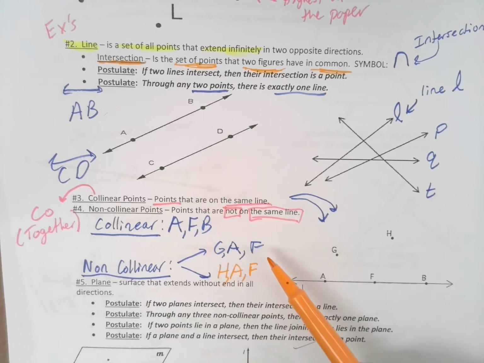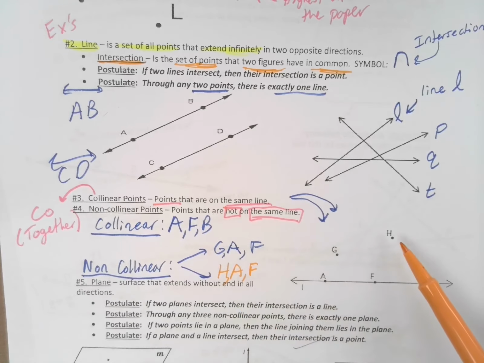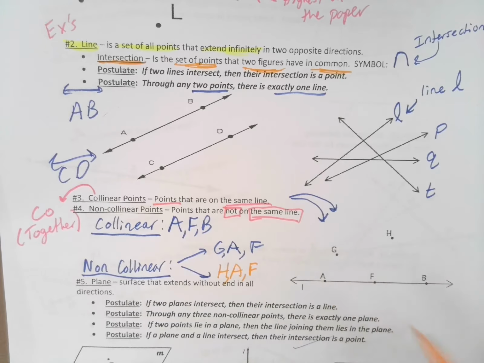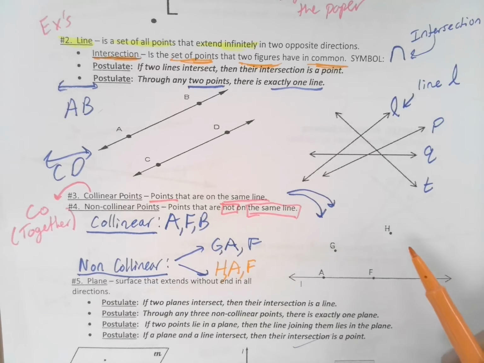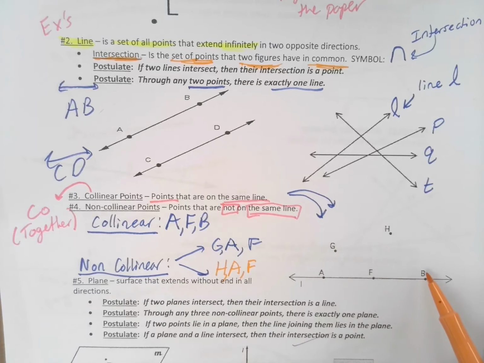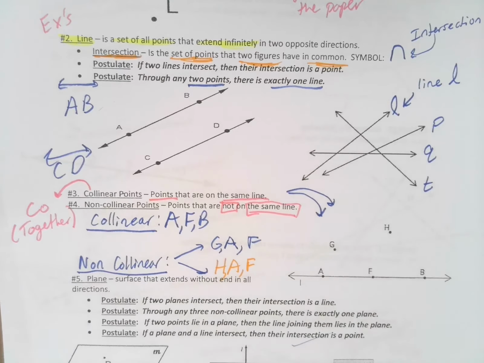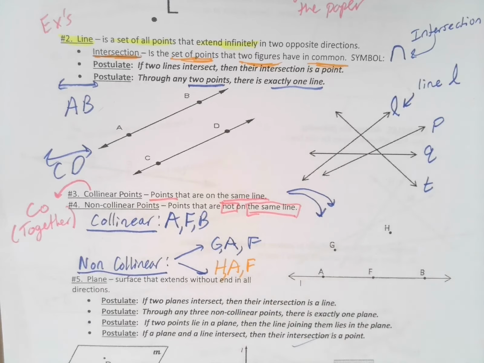We've got GAF, those points are not all on the same line, and HAF. So we've got two just right here, but you also could have said HFB. You could have said GBF. You could have taken this a few different directions. So know that if you didn't just get both these, you're not necessarily wrong.